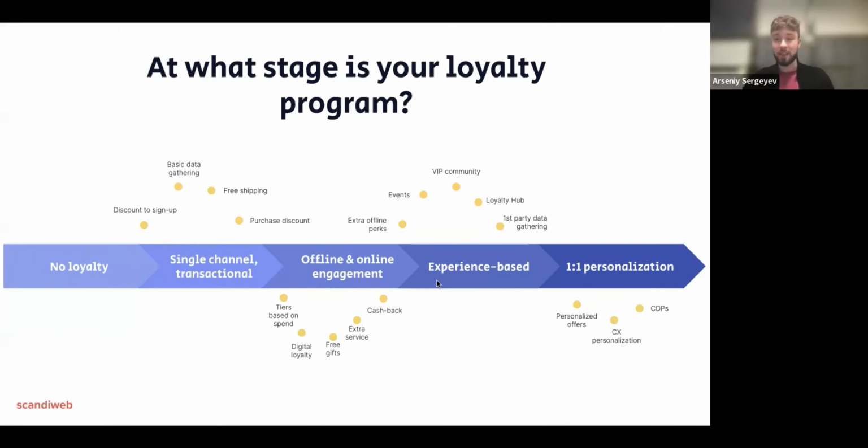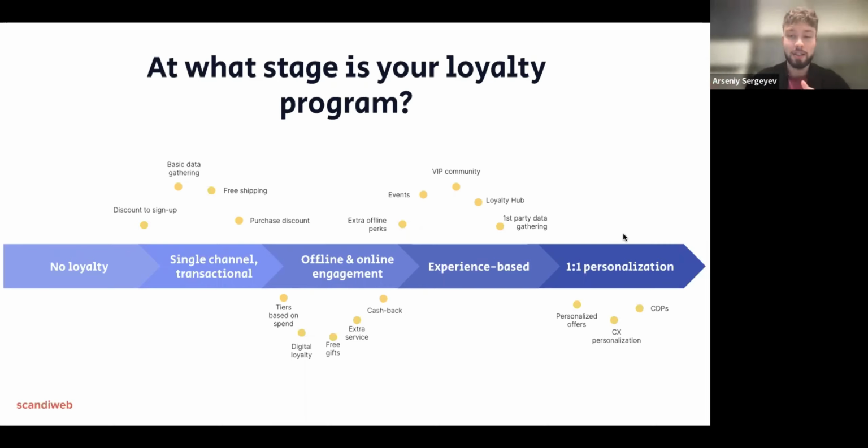Then next level is experience-based. So you build up on the previous levels with more offline perks, events, VIP community, loyalty hub, first-party data gathering from all these things. So you are offering more experiential things, right? Like we saw from the North Face example, you have more things where people participate themselves, and it's not just monetary value. It's more sophisticated in a way that you are talking to people's emotions and not just their willingness to save money. Okay, and it's much more valuable and much more powerful to create this loyal relationship with your customers.